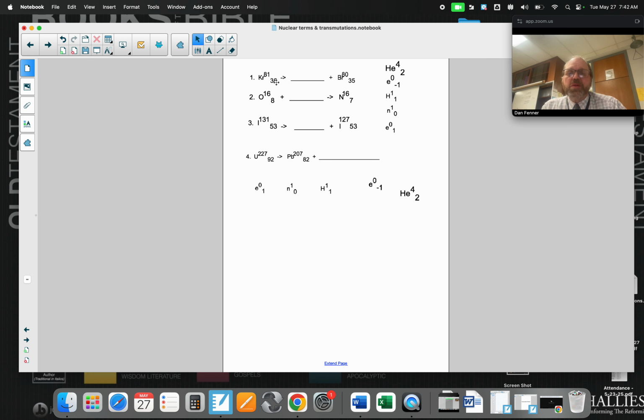So if we take this one, 36, 35, that is 1, 81, 80, that's 1. So that would be, here we go, this one, H1O1, and that's going to be a proton emission.